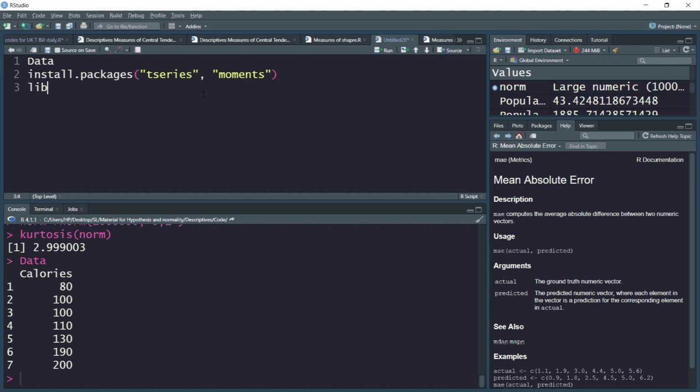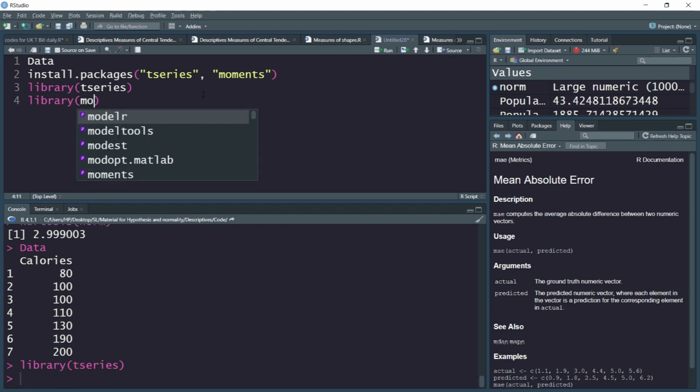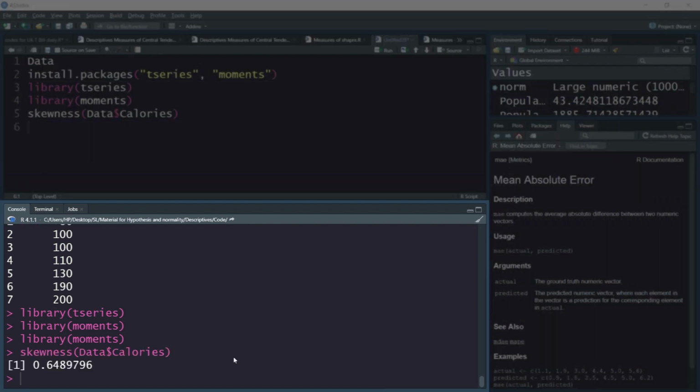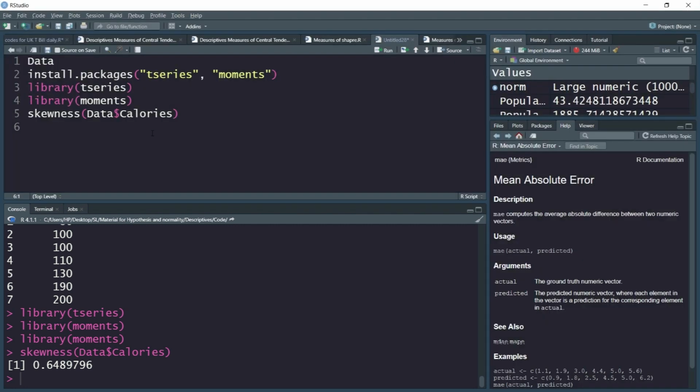I'll simply put them into my current working environment, first for one and then for the other. Now I have installed both of these libraries, both of these packages, in my current working library. So I'll start by computing the skewness of my data, which is calorie data. Notice the skewness is turning to be 0.65, which is a positive skew as compared to normal distribution, a symmetric distribution like a normal distribution, which has a 0 skew value.